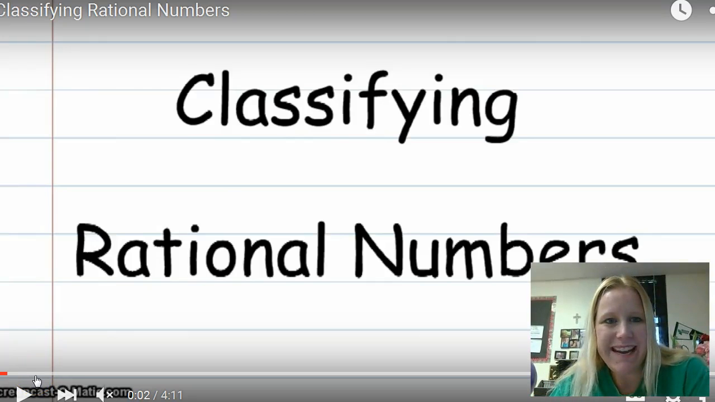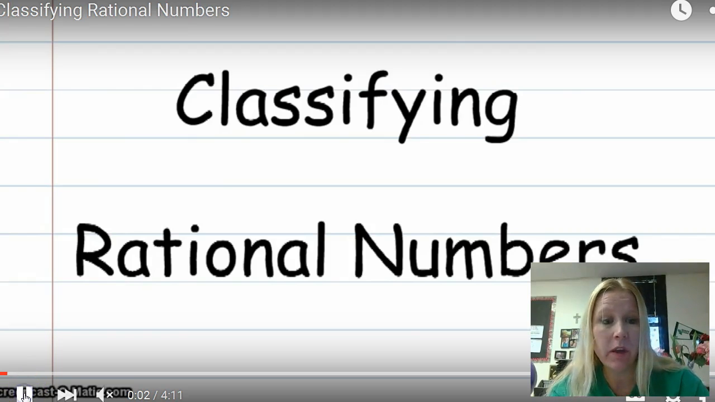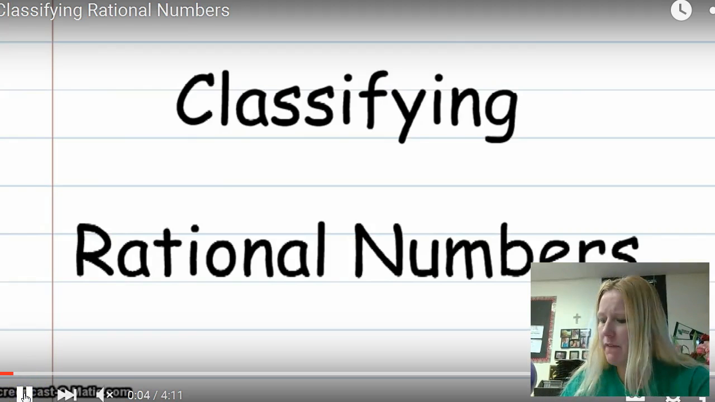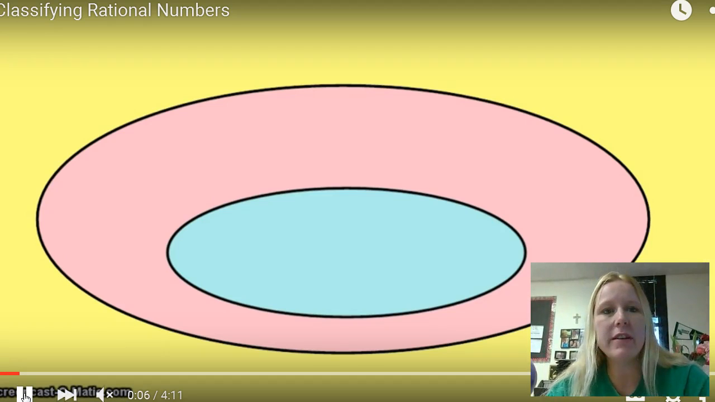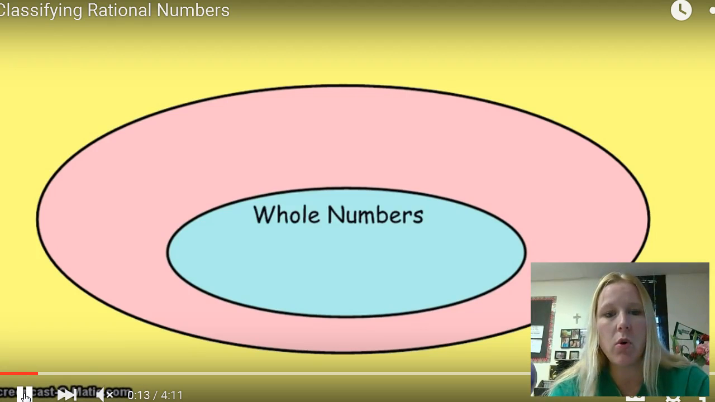Alrighty, boys and girls, today we are going to be working with classifying rational numbers, explaining the difference between integers, whole numbers, and how integers and whole numbers are considered to be rational numbers and why. So let's get started with a Venn diagram. Now, this Venn diagram, the whole thing is rational numbers, but the very middle is the stuff that is just going to be your whole numbers.